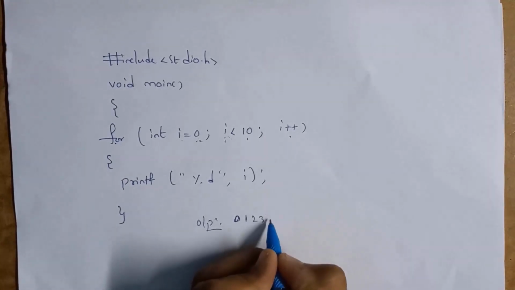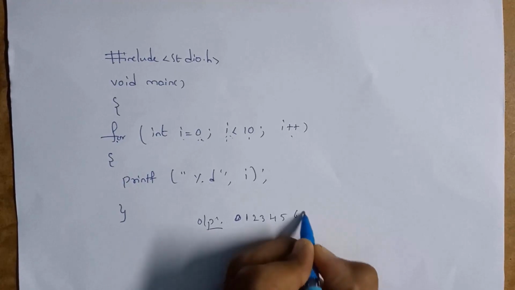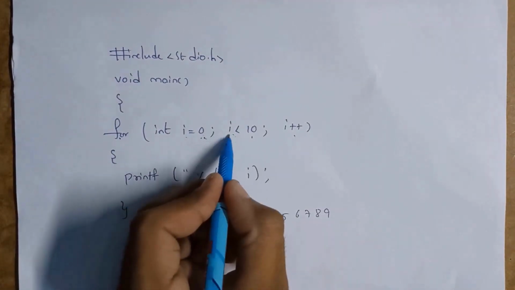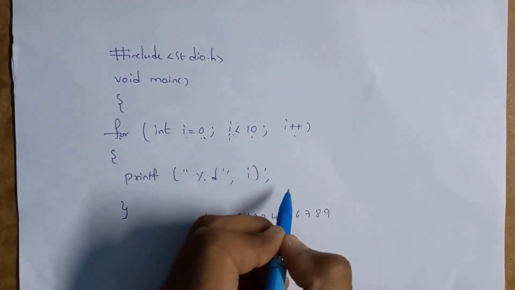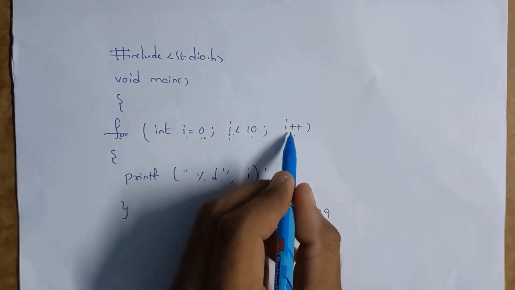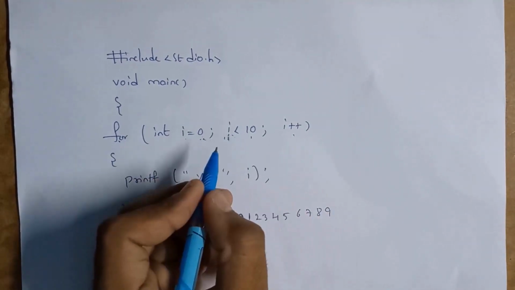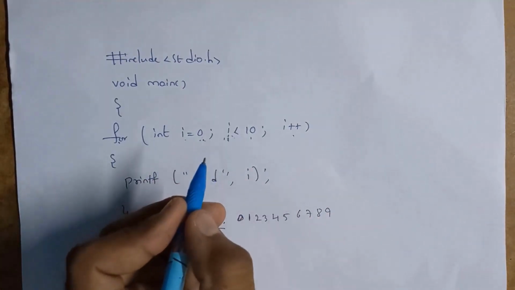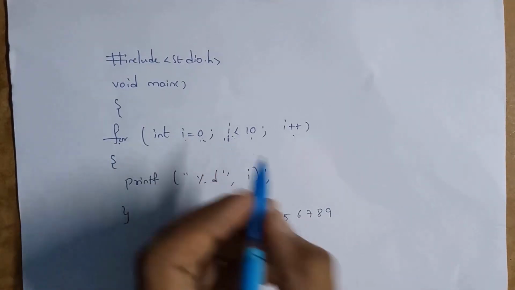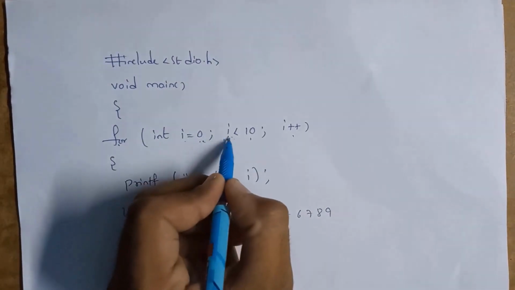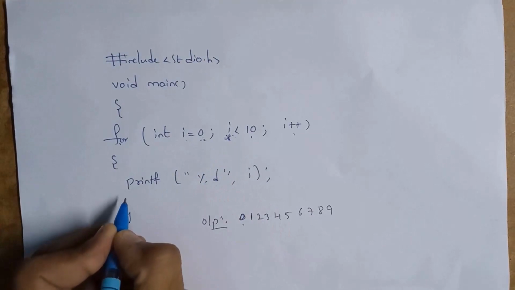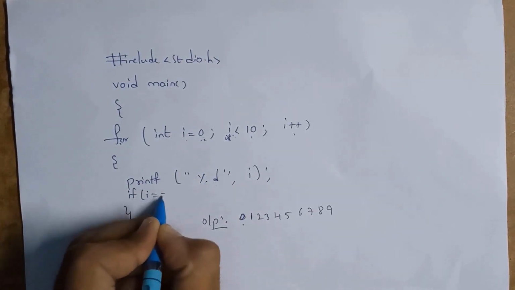Like that it will print up to 9: 5, 6, 7, 8, 9. 9 is less than 10. So it will print 9. And again it will increment the value, that is 10. 10 is not less than 10. 10 is equal to 10. So it will break this condition after 9. So it will stop this loop. Now here I am using the break statement. If i equal to 4, break.